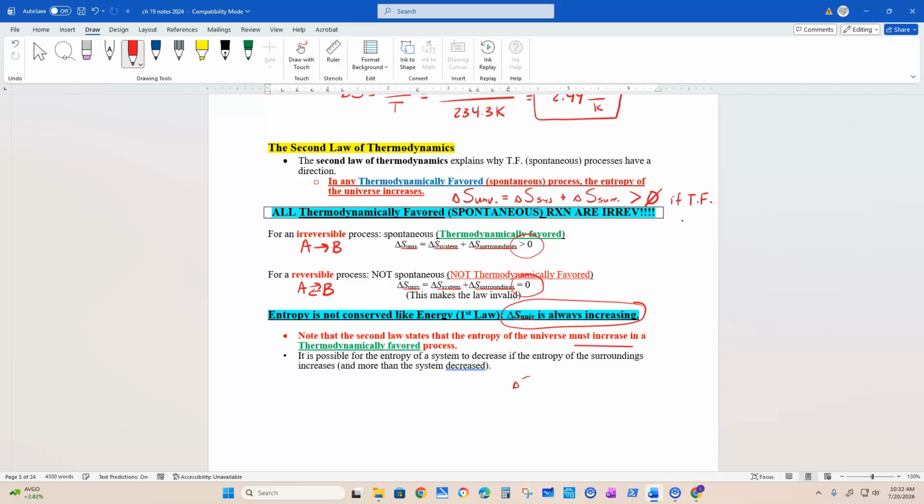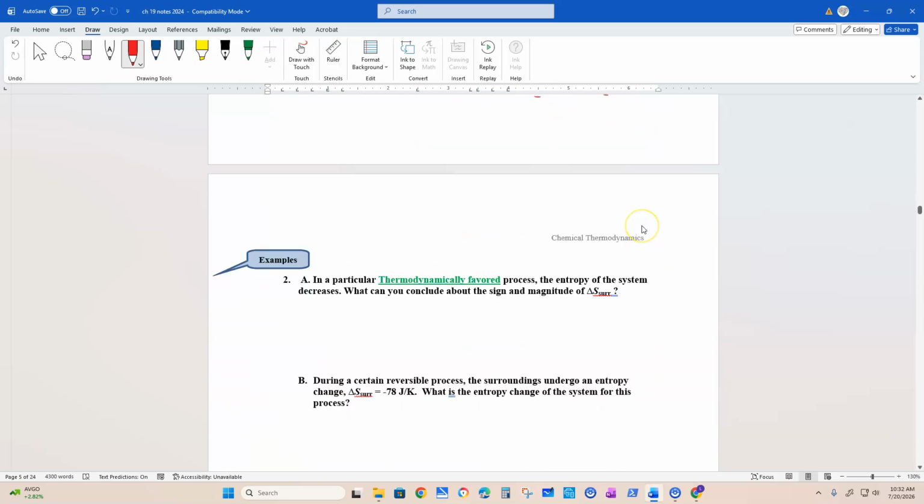So basically your delta S of the system and your delta S of the surroundings, and you can abbreviate it sys and surround, they can be positive or negative. But the point of the law is when you add these two up together, it just has to be greater than 0 for the law to be valid. Okay, so I included an example with you. If it's thermodynamically favored, well, I'm just making a note. That means my universe better be greater than 0.